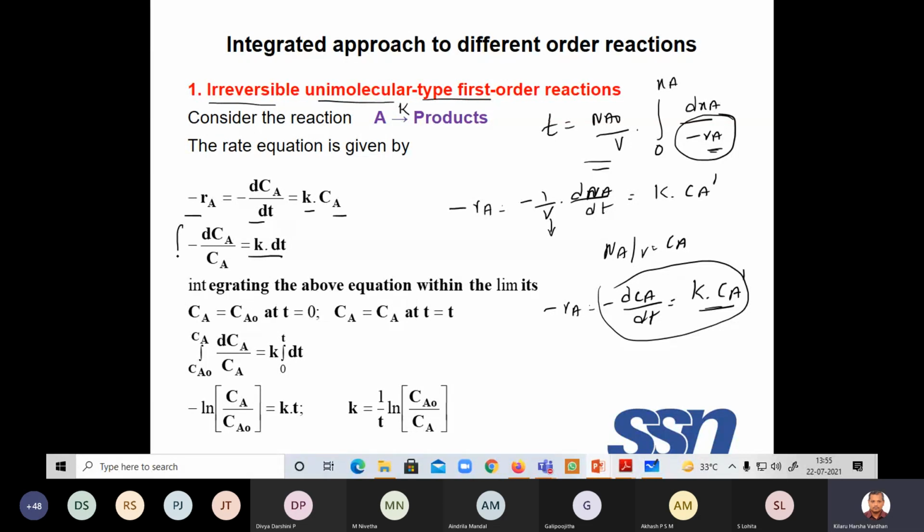Now you have to integrate this again. Integrate this equation because the concentration is changing. Again, the change of that concentration divided by that concentration. So how will you put it? You are changing with respect to dt. Therefore, time t is equal to 0 and time t is equal to t. At time t is equal to 0, what will happen to your CA? CA is CA naught. At time t is equal to t, CA becomes CA.